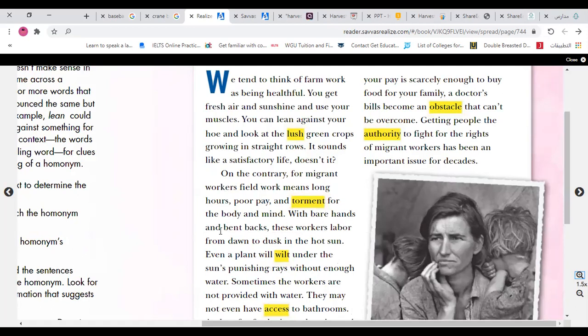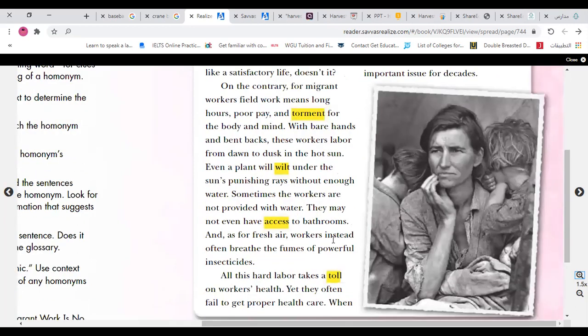With bare hands and bent backs, these workers labor from dawn to dusk in the hot sun. Even a plant will wilt under the sun's punishing rays without enough water. Sometimes the workers are not provided with water. They may not even have access to a bathroom. And as for fresh air, workers instead often breathe the fumes of powerful insecticides.